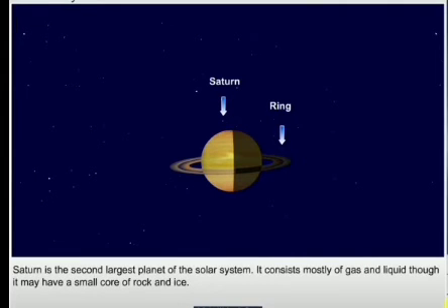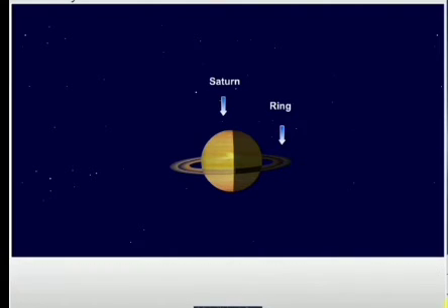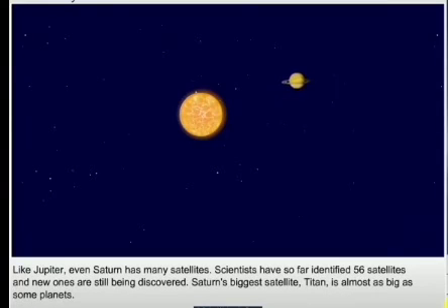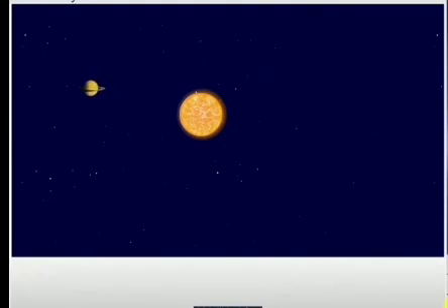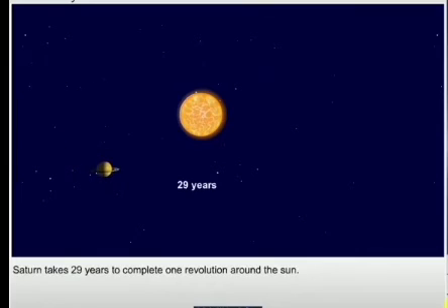Saturn is the second largest planet of the solar system. It consists mostly of gas and liquid, though it may have a small core of rock and ice. Like Jupiter, even Saturn has many satellites. Scientists have so far identified 56 satellites, and new ones are still being discovered. Saturn's biggest satellite, Titan, is almost as big as some planets. Saturn takes 29 years to complete one revolution around the Sun.